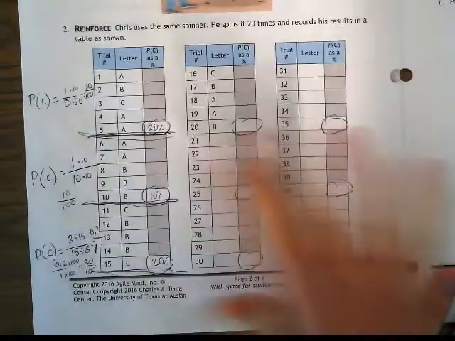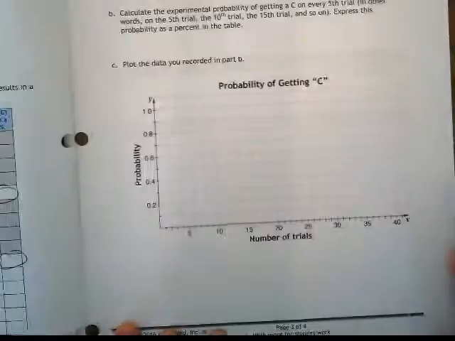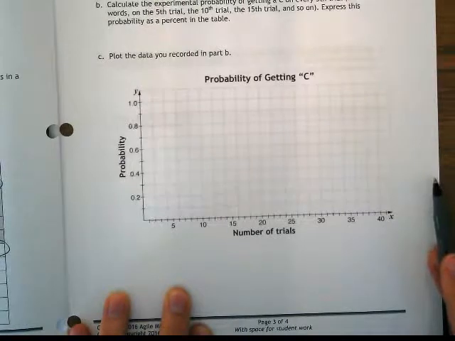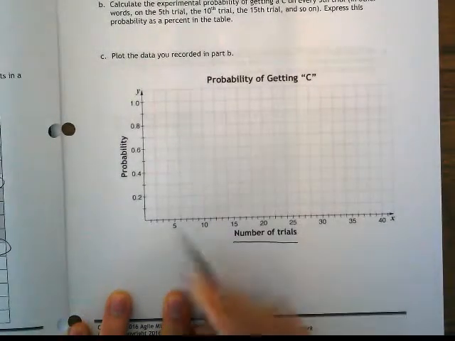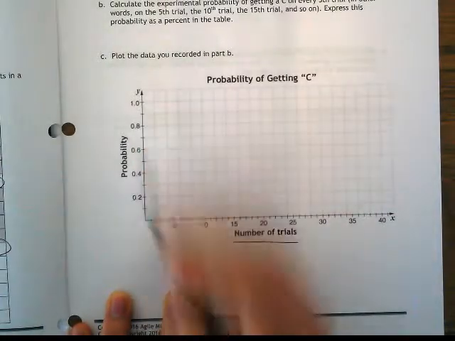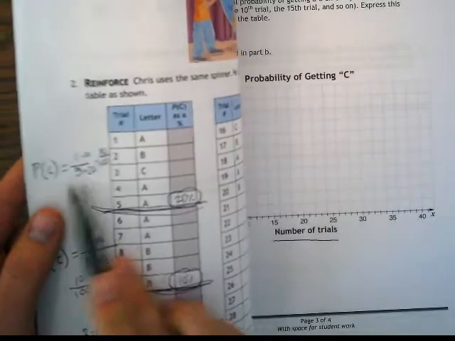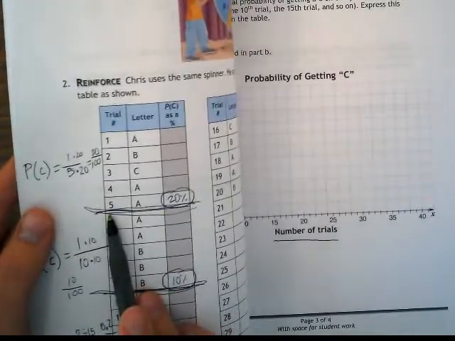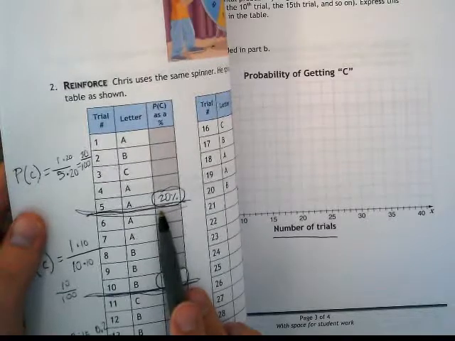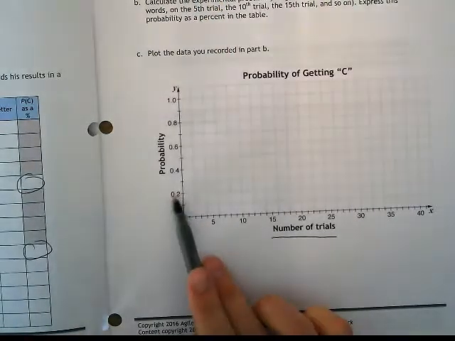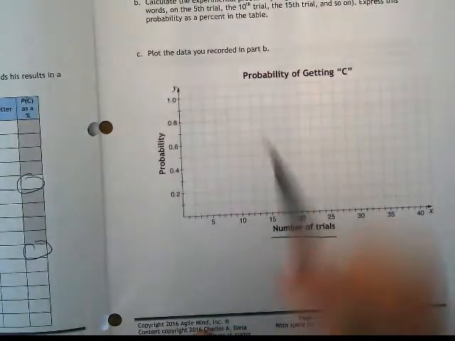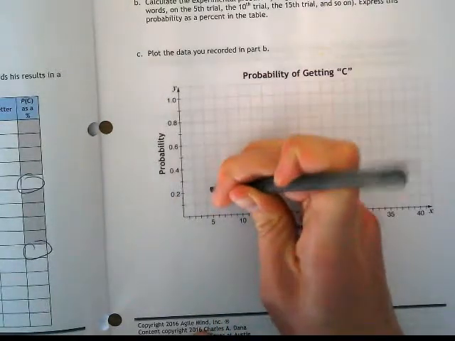Now pause here real quick. We're going to skip to the next page. Here it gives us a graph, the probability of getting C. Down here it has the number of trials, and over here it's the probability. Starting with this one, I know that at 5 trials, the probability was 20%. So here at 5 trials, 0.2, that's 20%. I'm just going to put a dot right there.